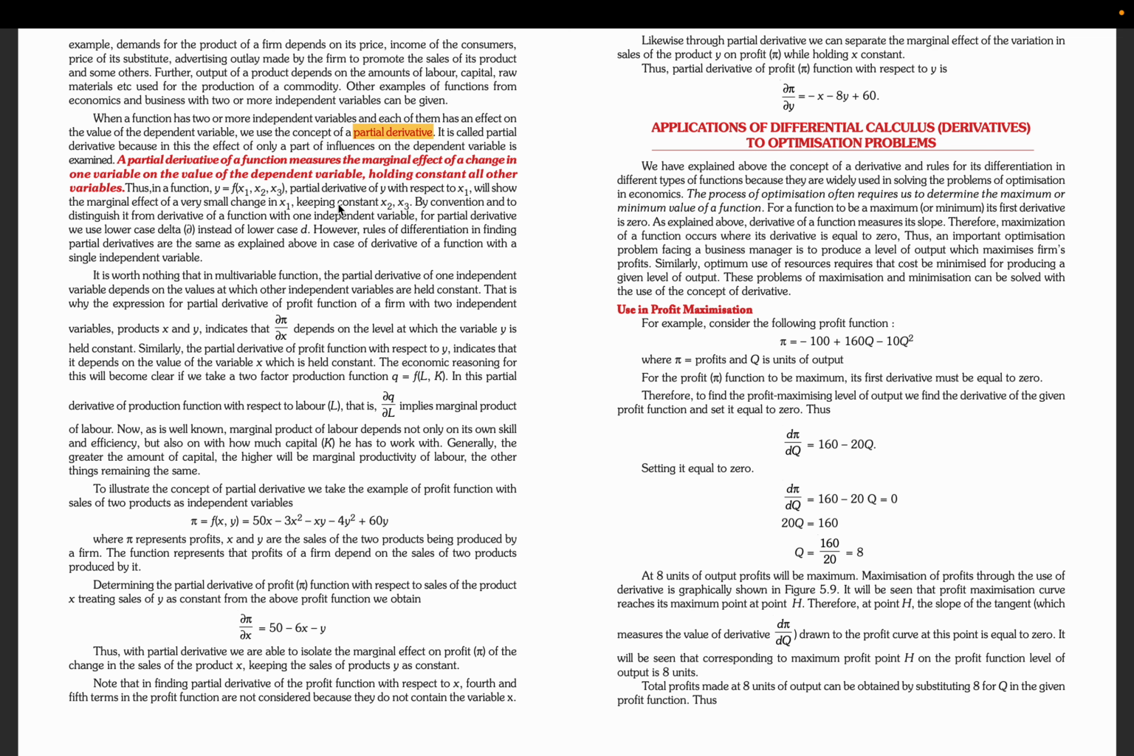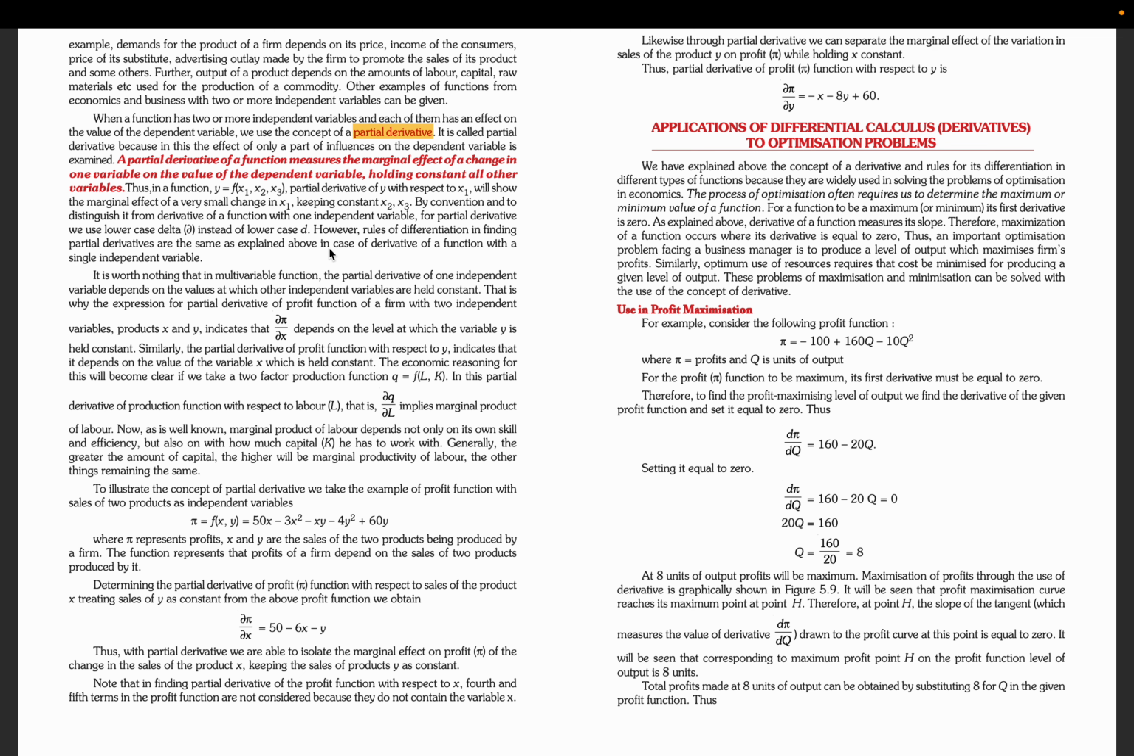Okay, by convention, and to distinguish it from the derivatives of a function with one independent variable, for partial derivatives we use a lowercase delta instead of the lowercase d. So we don't write dy by dx, we write delta y by delta x. However, the rules of differentiation and finding partial derivatives are the same as in the case of the derivative of a function with a single independent variable, like the ones that we discussed right now. That's the intuition that's going to follow.